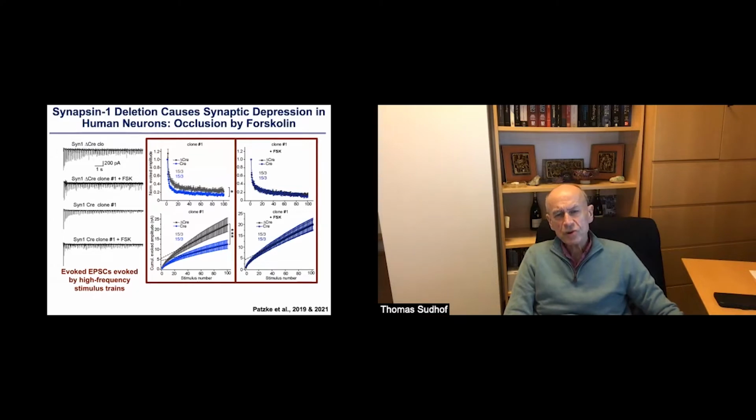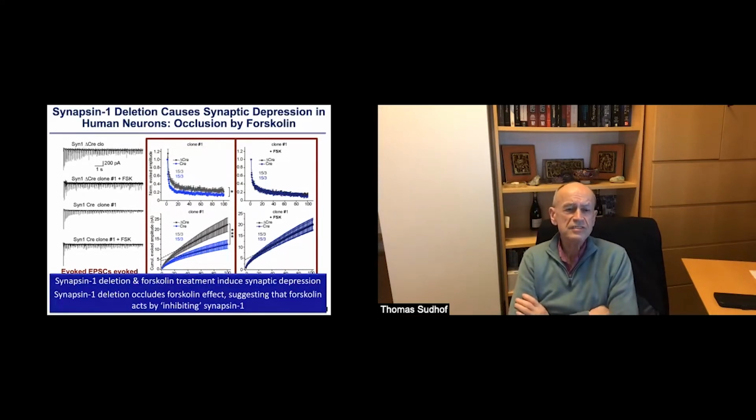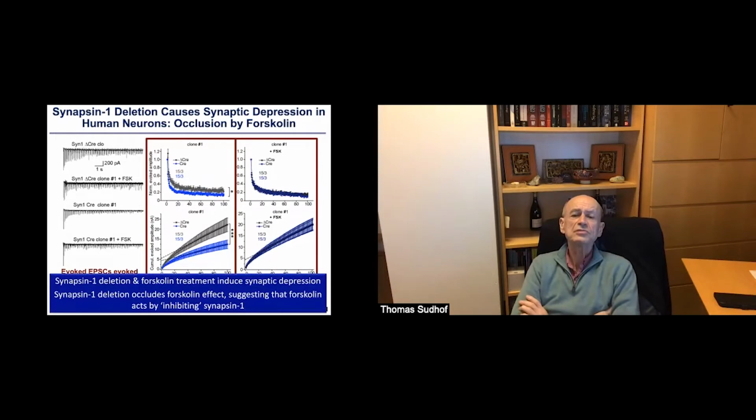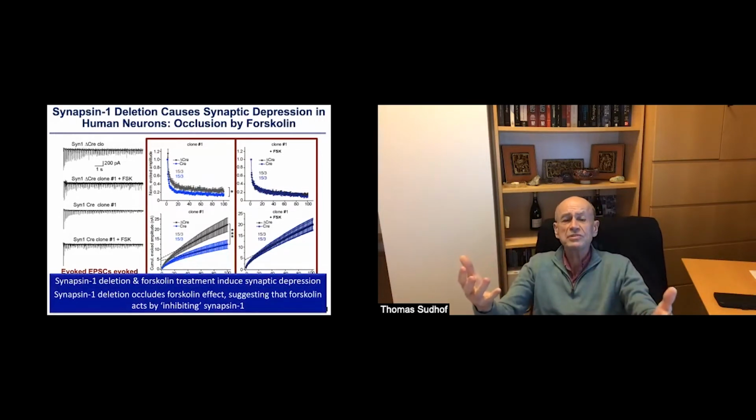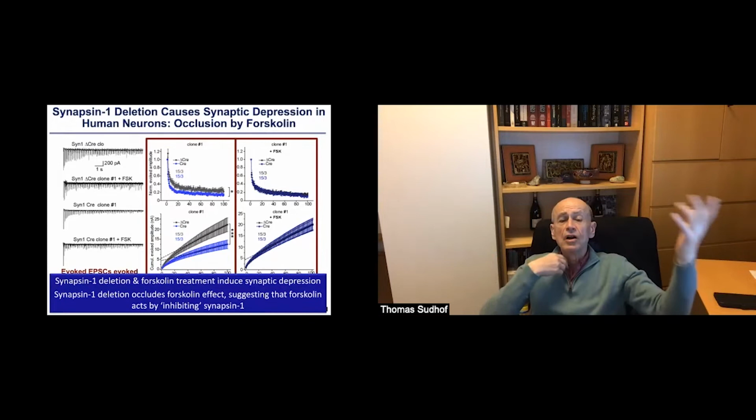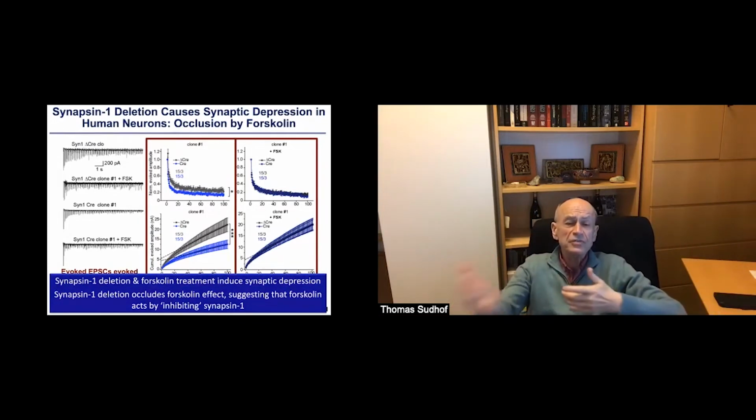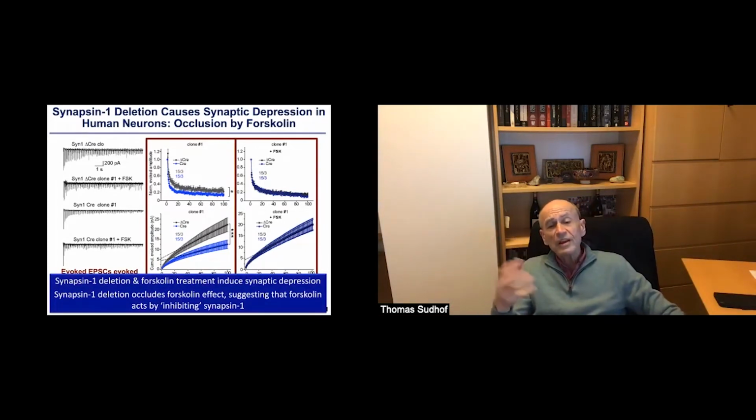When we looked at phosphorylation, we found that phosphorylation created the same phenotype in wild-type neurons as the synapsin knockout, and that the synapsin knockout prevented any effect of phosphorylation, as you see here on the right. So what these results show is that synapsin 1 deletion and phosphorylation treatment induce synaptic depression. They have the same phenotype, and that if you do one, you basically occlude the effect of the other, suggesting that in some ways, phosphorylation acts by inhibiting synapsin 1.